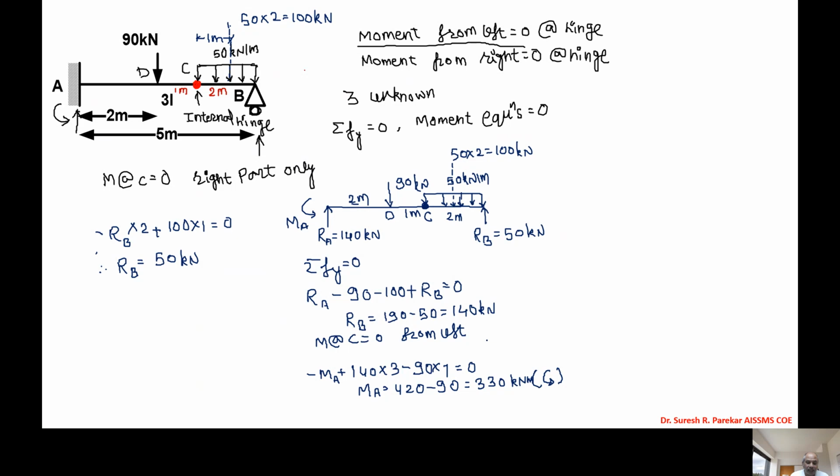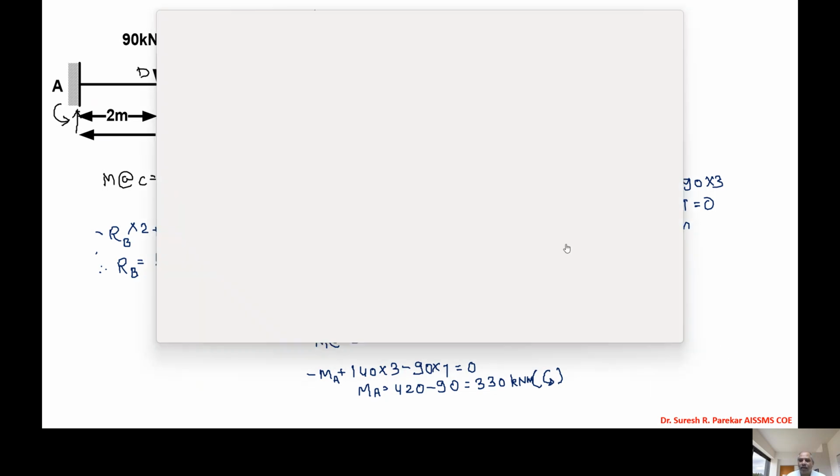So likewise we can find this value by using equilibrium equations, and we will have these calculations when we have an internal hinge. Now you can also take moment about B equal to 0 and you will get the value for this. So if I take moment about B, then we have minus MA plus 140 into 5 minus 90 into 3 minus 100 into 1 equal to 0. You will get again MA 330 kilonewton meter. So likewise we can solve problems of internal hinge by using equilibrium equations.